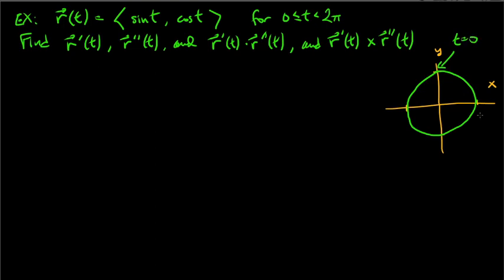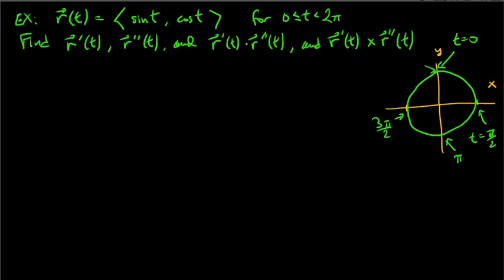This is t equals 0. When you're over here, this is for pi over 2. When you get to pi, you're at the south pole. And when you get to 3 pi over 2, you're at the westmost point. And then obviously 2 pi, you're back up to the North Pole again. So yeah, you're going clockwise instead of counterclockwise.